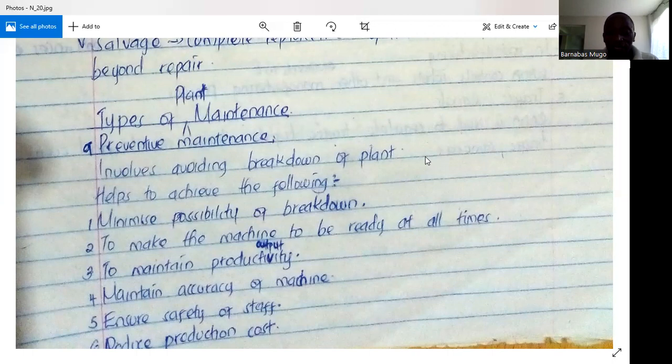Another item that we achieve by preventive maintenance is to make the machine ready at all times. We ensure that the machine that we are preventing from breakdown is always ready for any assignment that is given to it. Another achievement is to maintain productivity. When we do preventive maintenance like oiling the machine, we ensure that the productivity or efficiency of that machine is kept as high as possible.